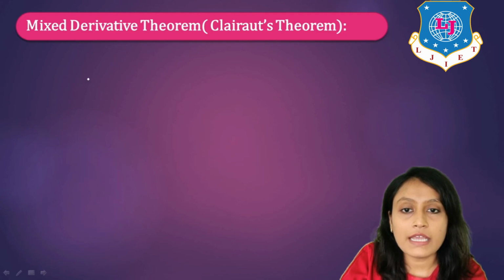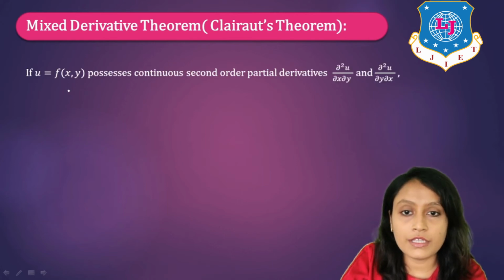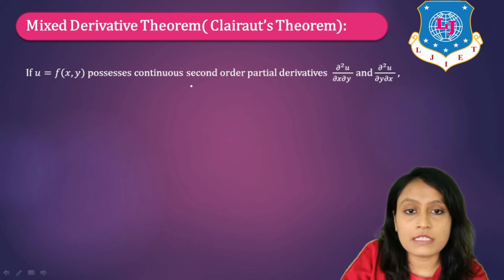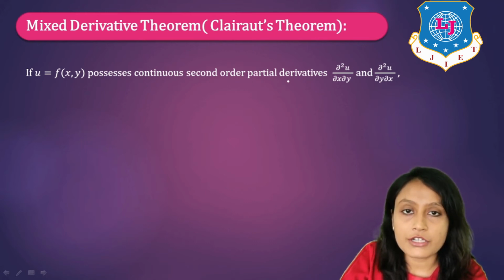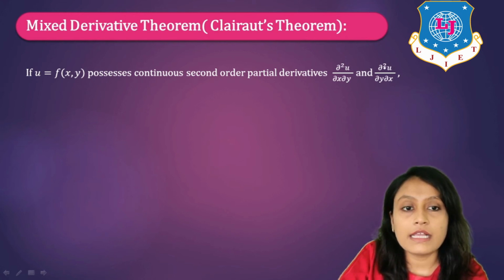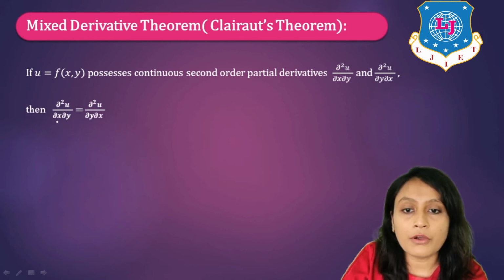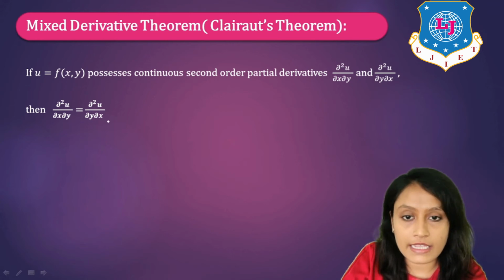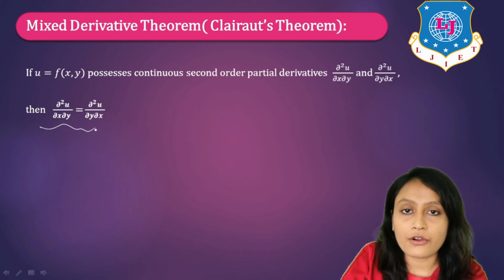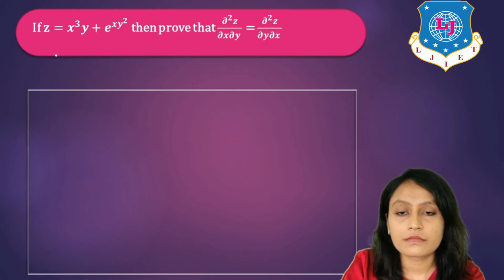Okay, now let's begin with the next topic, that is mixed derivative theorem, or you can say Clairaut's theorem. Here the statement is, if u of f of x comma y possesses continuous second order partial derivatives, that is del square u upon del x del y and del square u upon del y del x, then this del square u upon del x del y is equal to del square u upon del y del x. This is our Clairaut's theorem which we have already studied.